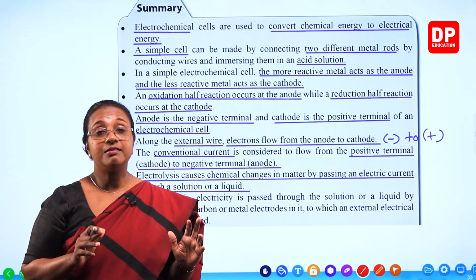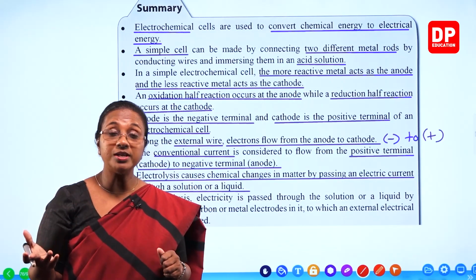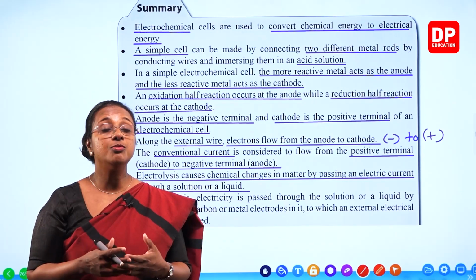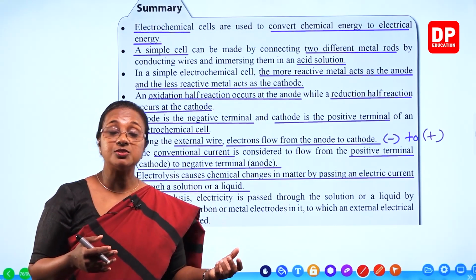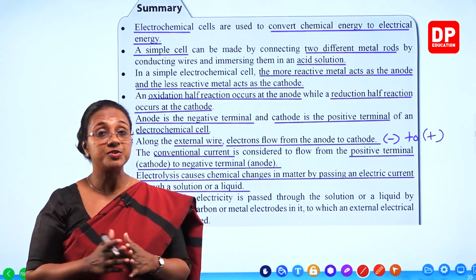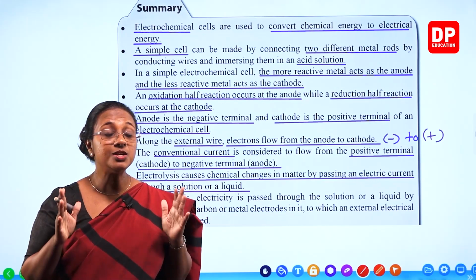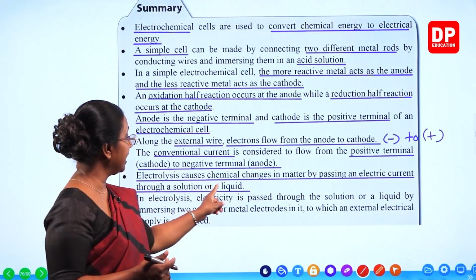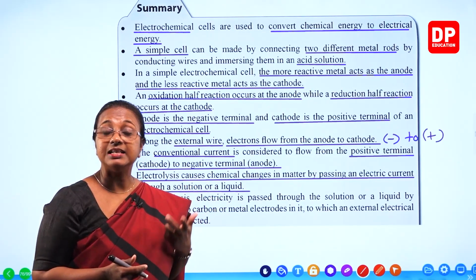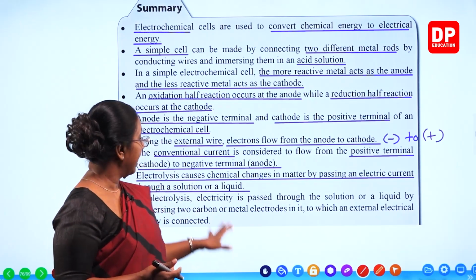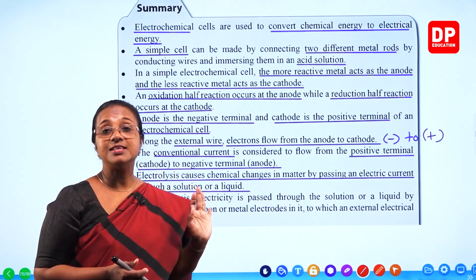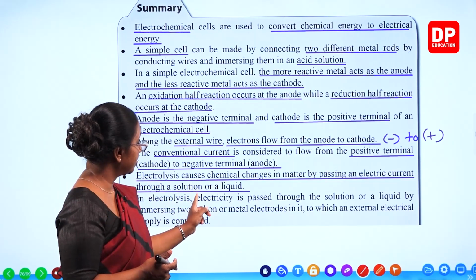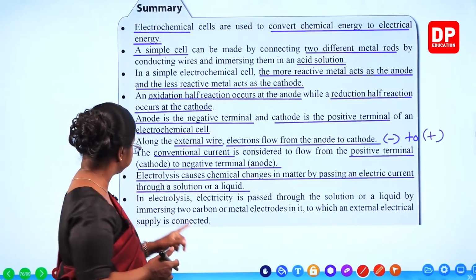Now there are reactions that cannot take place spontaneously. You can remember if it is sodium chloride liquid, you cannot easily get sodium and chlorine separated from the sodium chloride liquid. So that is a non-spontaneous reaction. But by passing an electric current, we can make that chemical change take place, and that is what we call electrolysis. This is done through a solution or a liquid.